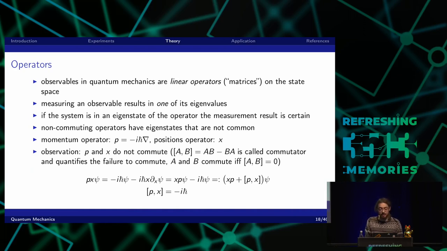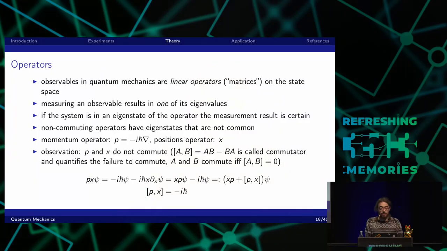Some examples of operators are the momentum operator, which is just minus i h bar nabla, the derivative operator in three dimensions. So in the x component, we have the derivative in the direction of x, the y component in the direction of y, and so on. And the position operator, which is just the operator that multiplies by the position x in the position space representation of the wave function.